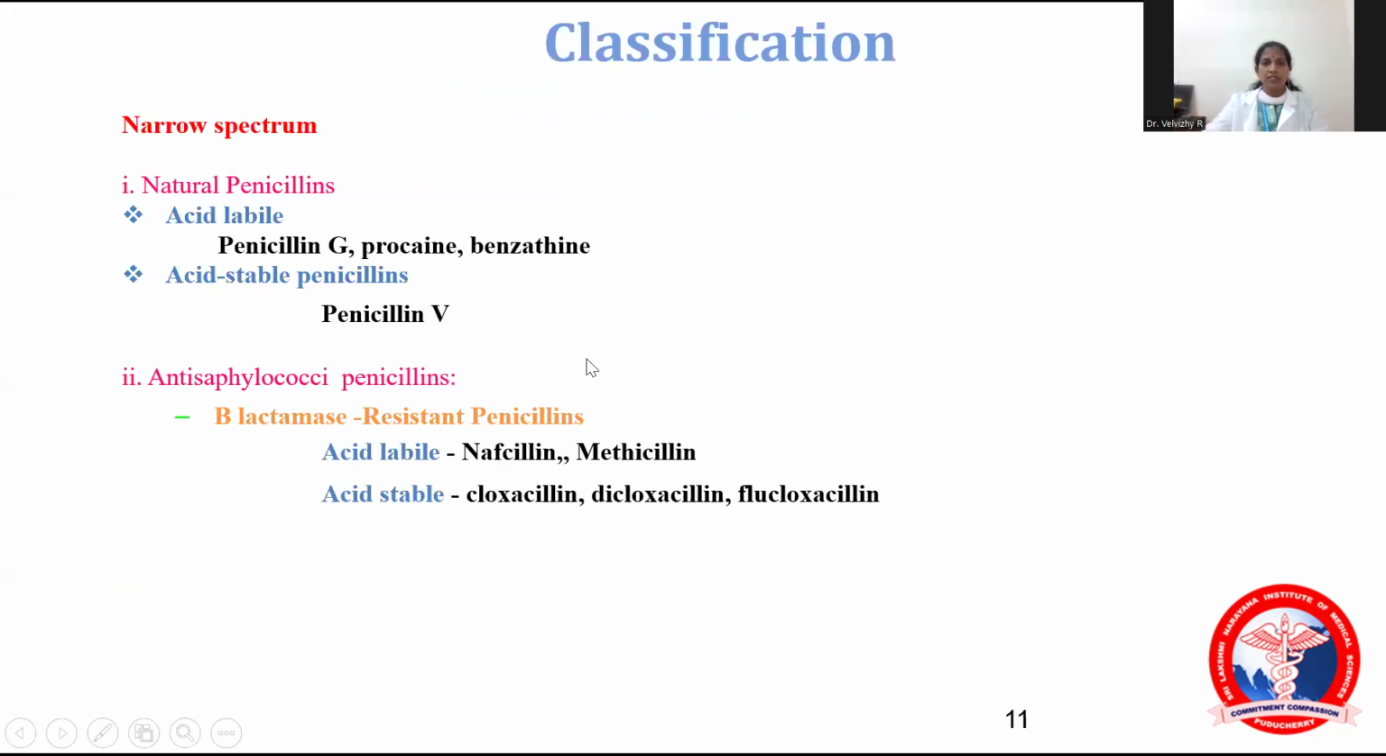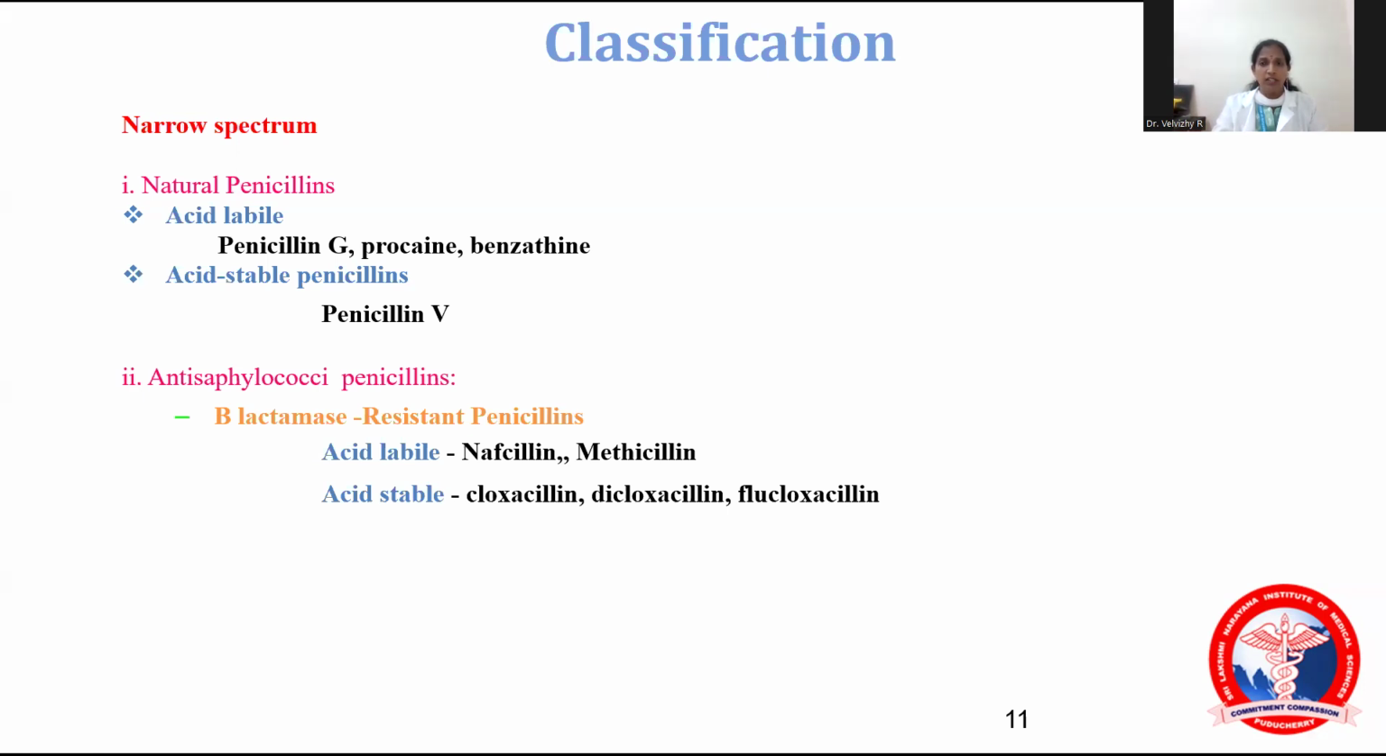Okay, coming to the classification, we have narrow spectrum and extended spectrum. Narrow spectrum means a group of antibiotics which will be active against certain types of bacteria, like only gram positive, or it may be only gram negative. Whereas extended may cover gram positive as well as gram negative. In narrow spectrum we have natural penicillin and anti-staphylococcal penicillin. In natural penicillin we have again acid labile and acid stable.